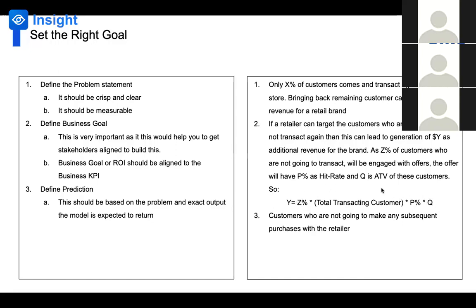I can go ahead and talk to my business user, align my tech team, align my data scientist, saying that this is the output that we can get if we go ahead and build this. And I can get enough resources to build my team using this kind of calculation. So what do I have to predict over here? Customers who are not going to make any subsequent purchase with a retailer. So this is the exact thing which I would want to predict to get Y dollars.